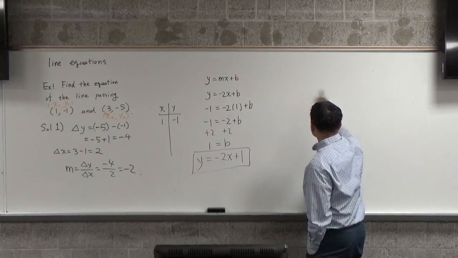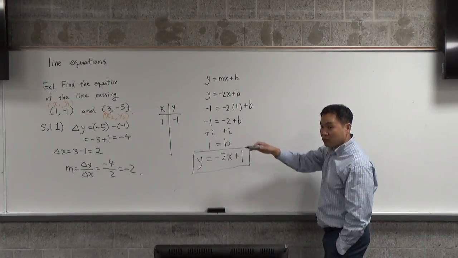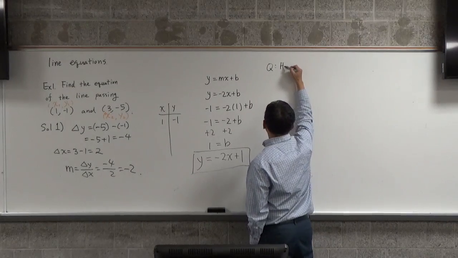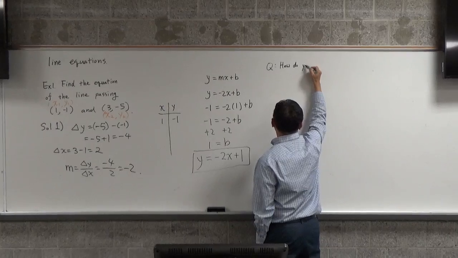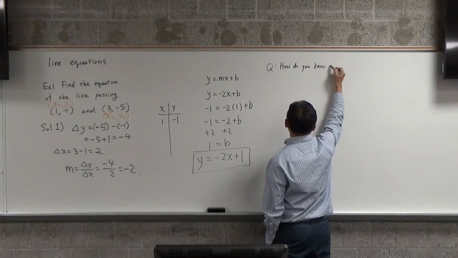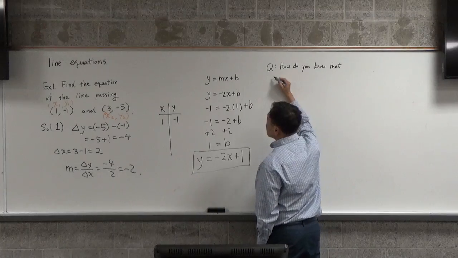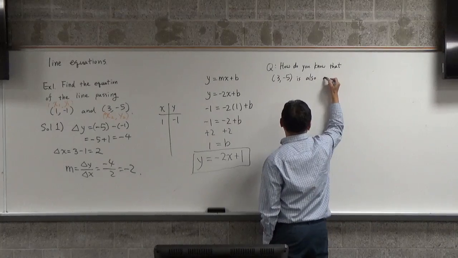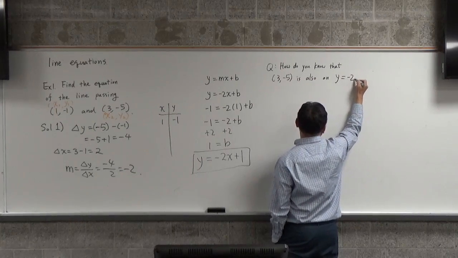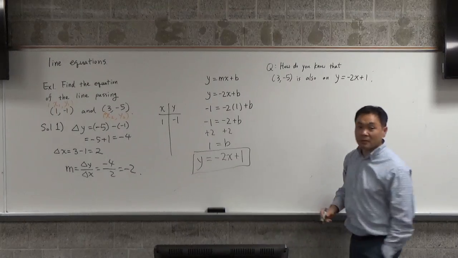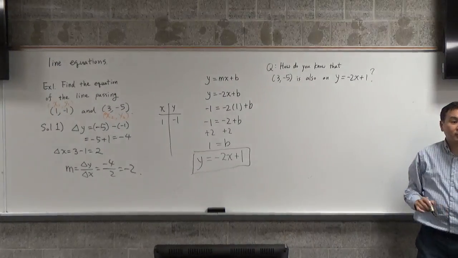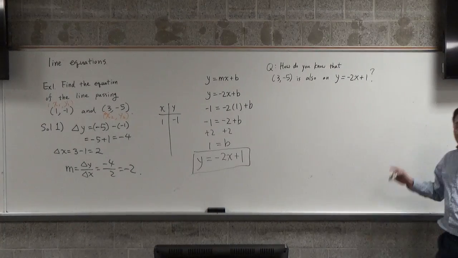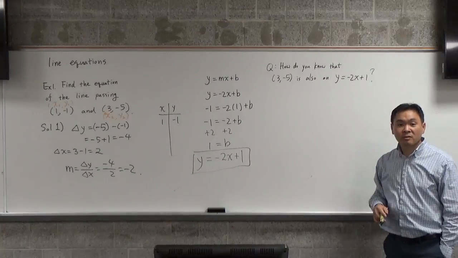Now, let me pose a question before I show you the second method. So here's a question I want to ask. How do you know that 3 comma -5 is also on this graph y equals -2x plus 1? How would you know? Yes? How do you know that 3 comma negative 5 is also on this graph y equals negative 2x plus 1? Yes? You plug it into the y.